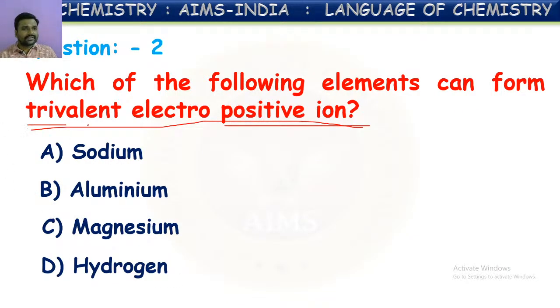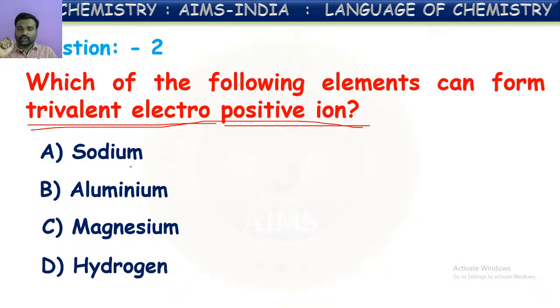And it should form trivalent electropositive ion, meaning the positive ion should be formed by the loss of 3 electrons. So which element can lose 3 electrons here? That will be the correct answer. Let us see one by one here. Sodium, if you see, sodium atomic number is 11.